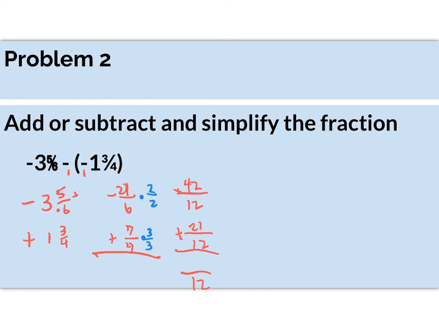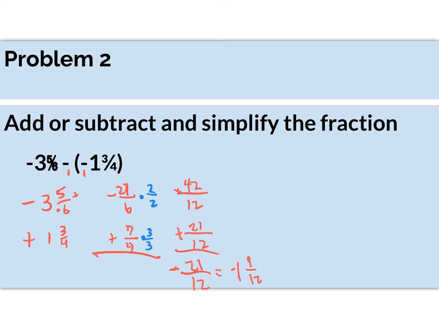You got a negative and a positive. Different signs subtract. So 42 minus 21 is 21. But we are not done, people. We get 21 divided by 12 goes into it once. And then 21 minus 12 is 9 over 12.